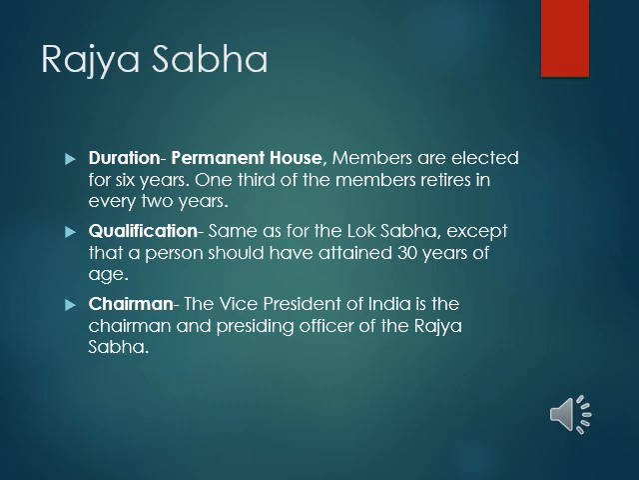Qualification is the same as for the Lok Sabha. He or she should be a citizen of India. He or she should be mentally sound and without any criminal record. Except that a person should have attained 30 years of age for the elections of Rajya Sabha. But for the elections of Lok Sabha, the minimum age is 25 years. Chairman. The Vice President of India is the chairman and presiding officer of the Rajya Sabha.